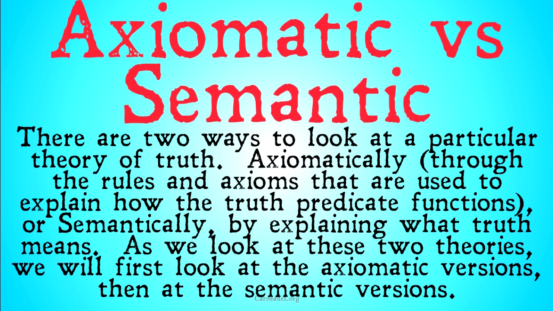Now, there are two ways to look at a particular theory of truth. We can look at it axiomatically through the rules and axioms that are used to explain how the truth predicate functions. We talked about this a bit in the last video, why we wanted to look at things axiomatically because Tarski showed us we can't really define truth. Or semantically by explaining what truth means. As we look at these two theories, we'll first look at the kind of axiomatic versions, just the straight axioms of the theory, and then we'll do another video on the semantic versions, kind of the meaning behind those axioms.